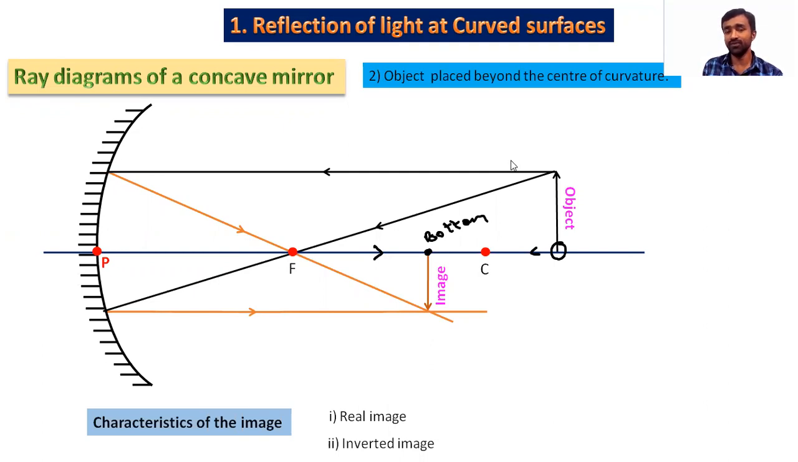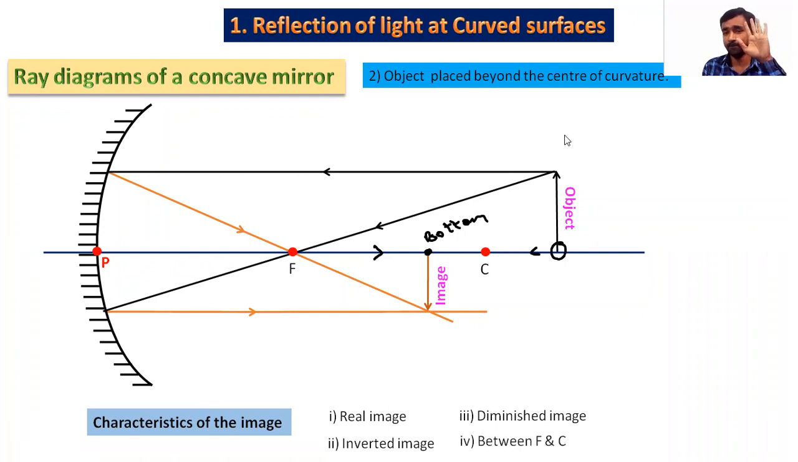If it is smaller, we can use one term particularly. If it is greater, we can use another term. What is it? Diminished. Very good. It is diminished. Then the position of the image: between F and C. Very good. So these are the characteristics of the image.